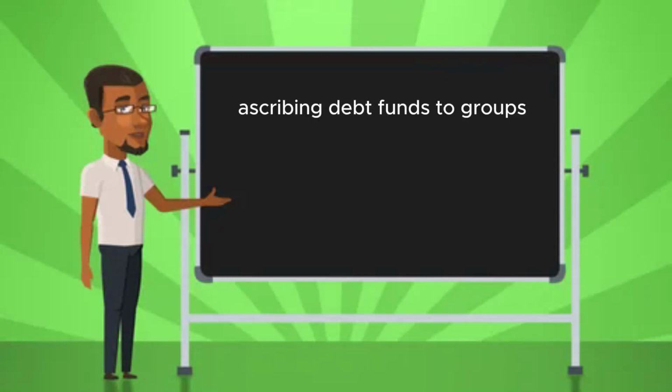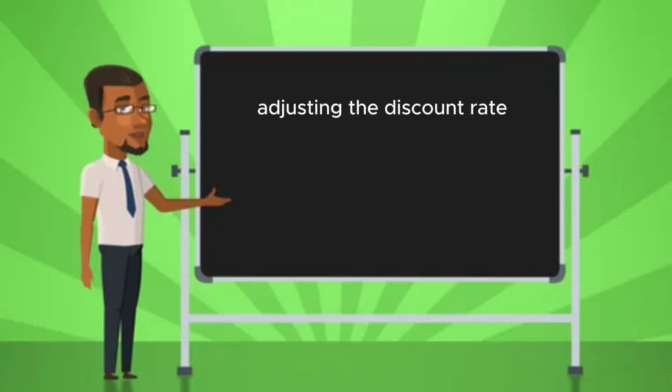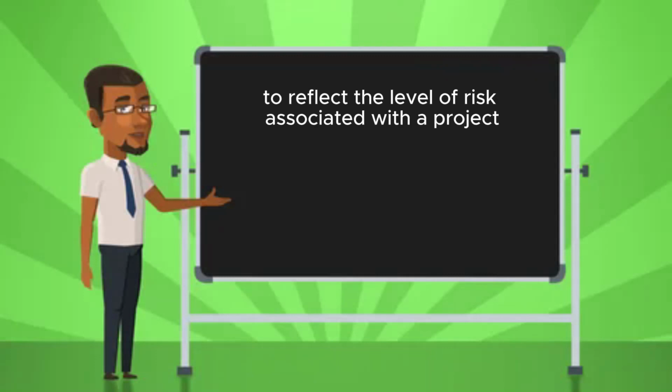Ascribing debt funds to groups. Allocating borrowed funds to specific groups or segments. Evaluating project risks. Risk-adjusted discount rate approach. Adjusting the discount rate to reflect the level of risk associated with a project.